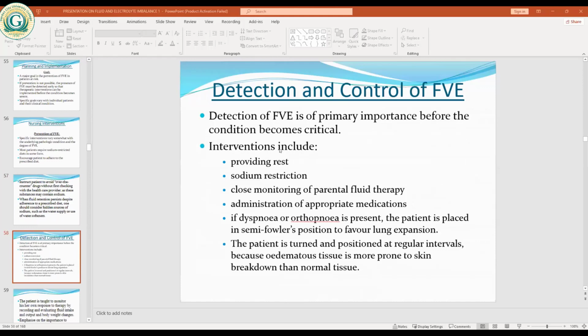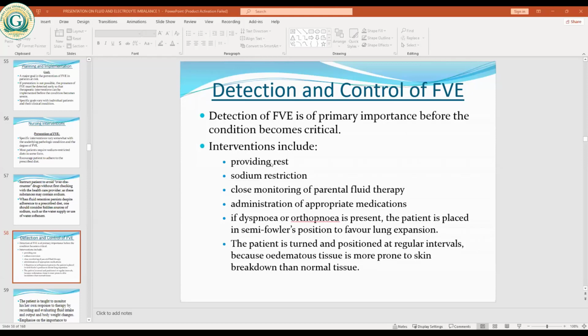The interventions include, once you have diagnosed them, providing rest. Complete bed rest is very important because these patients cannot have clear lungs to give you the exchange of gases, since fluids have accumulated and they are experiencing pulmonary edema. You need to rest them because gases are poorly exchanged and therefore they don't have energy.